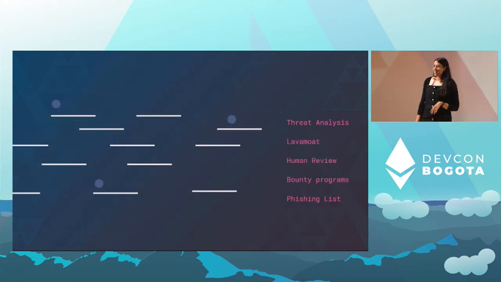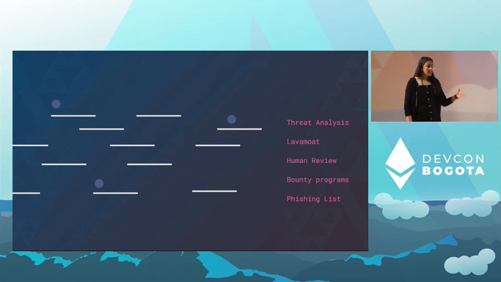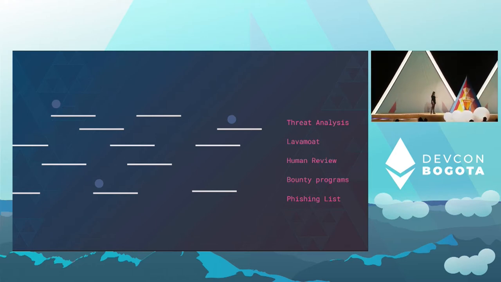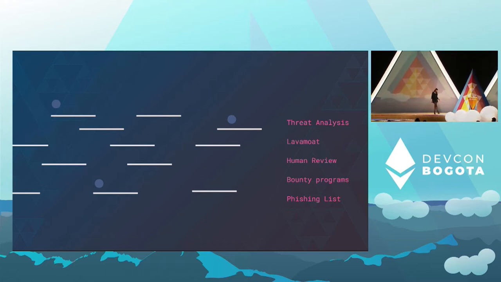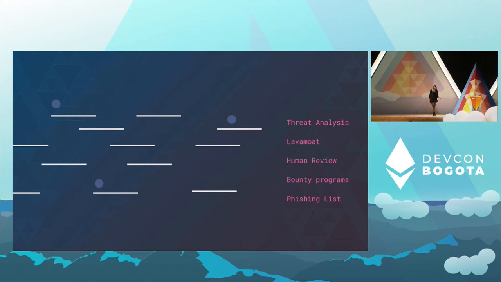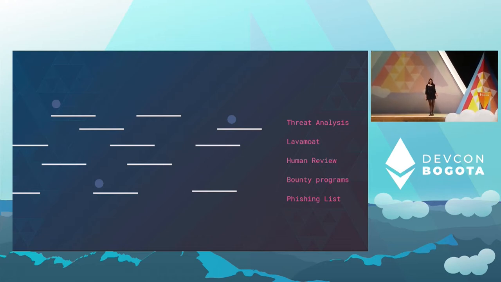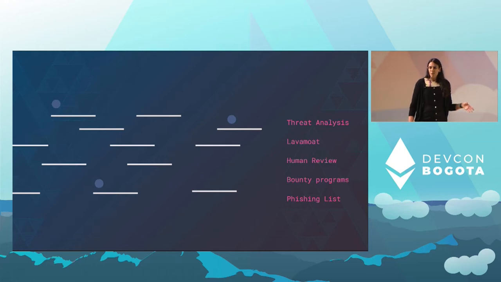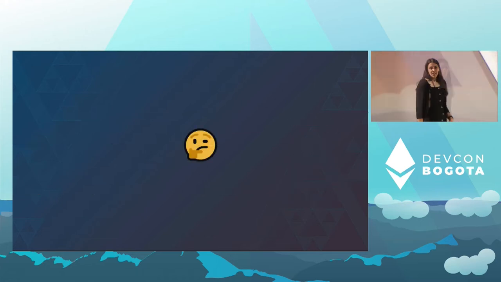The wallet is making an epic effort to expose and trust information in a secure environment in a legible manner so the user can consent to execute or not this transaction. We do things like threat intelligence, threat analysis, human review. We have a LavaMoat for preventing supply chain attacks. You should check out the talk from yesterday. We have a phishing detect block list to mitigate phishing attacks, our bounty program, and more. People who work on security know that this is called layered security or defense in depth. But this is not enough to enable users to consent in a transaction.